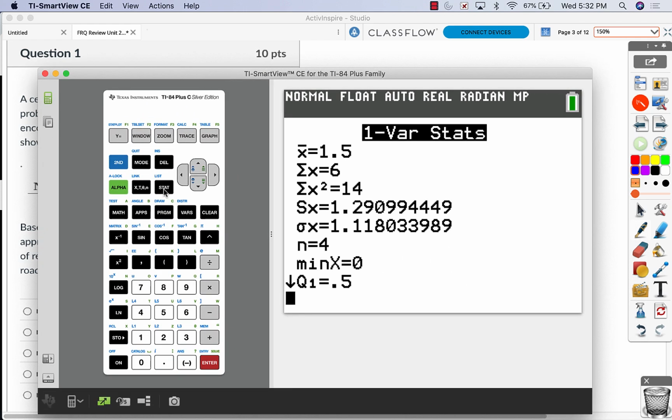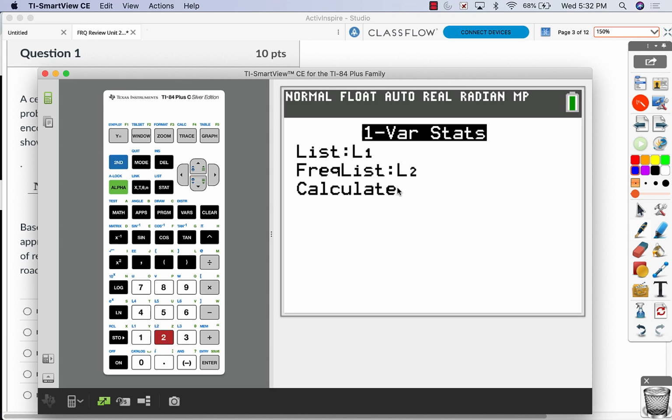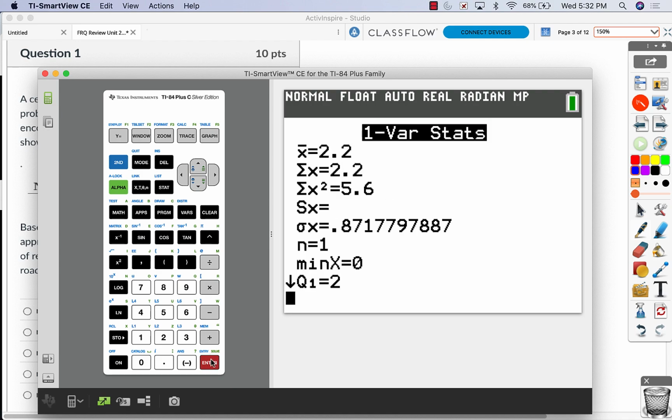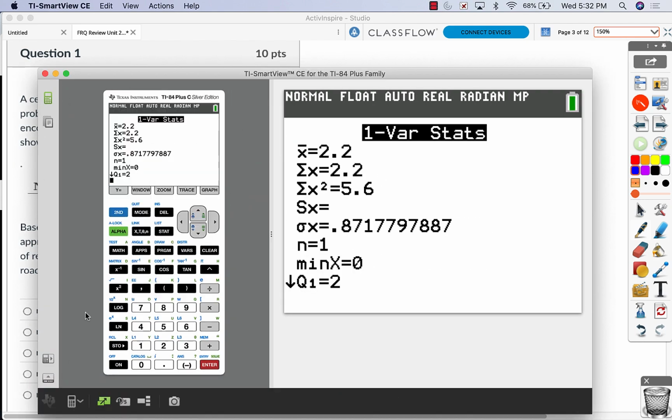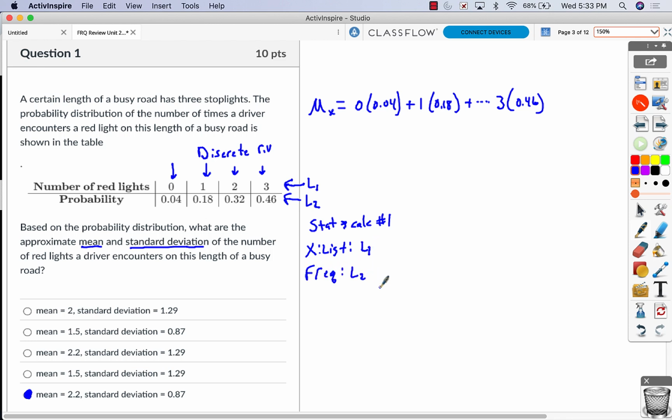So what you need to do is stat calc 1, and to account for the frequencies, you need to put the 2. You can see it down here, it's color coded, second, 2. Now this is going to find the average with that. So the average is 2.2, 0.87. So that's the answer. That's how you get it. Stat calc 1, X list is going to be L1, and your frequency is going to be wherever you put those frequencies. That's how you do number 1.